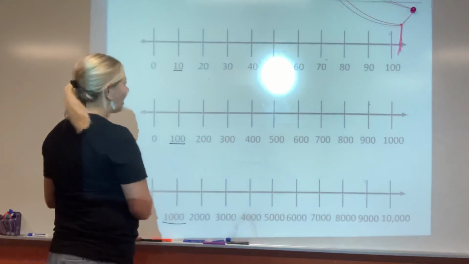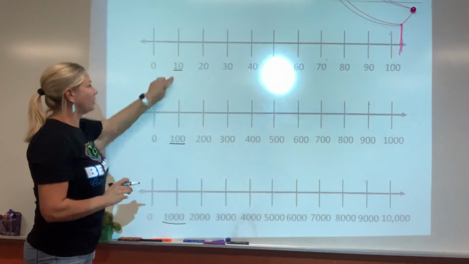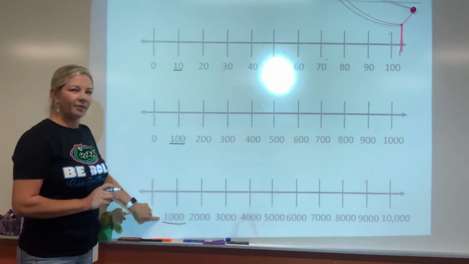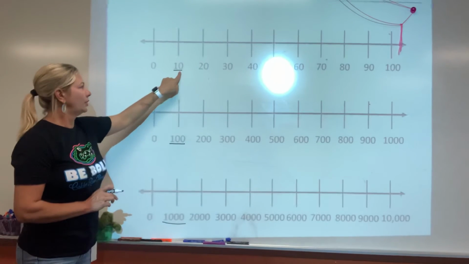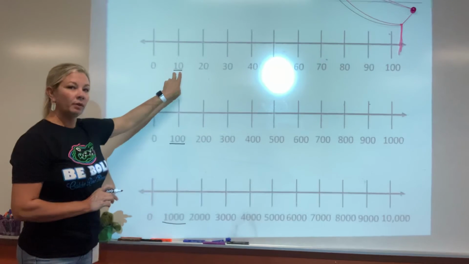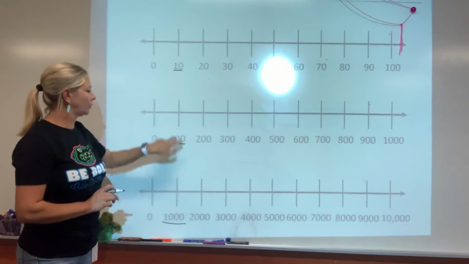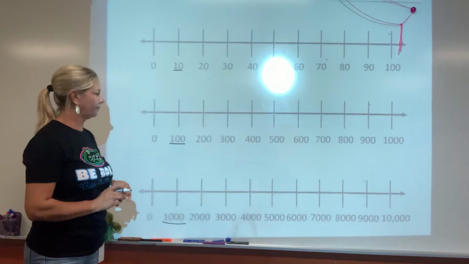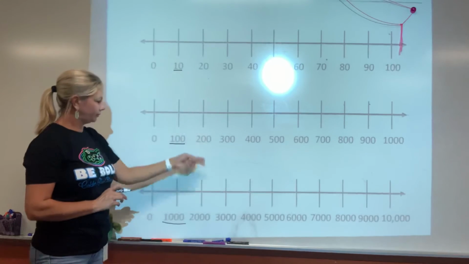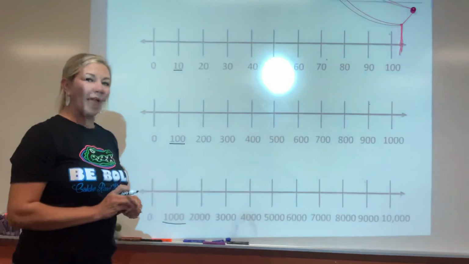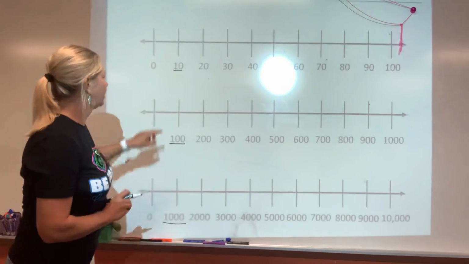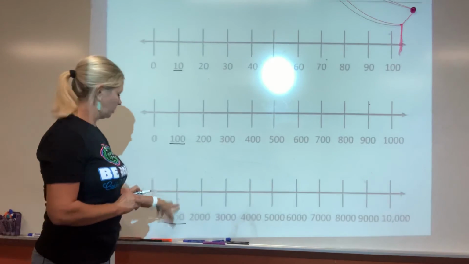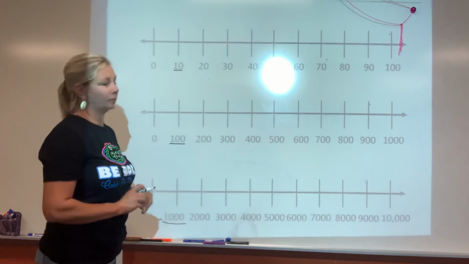All right, so if I look at these three number lines, I'm going to see this is a 10, 100, 1,000. What's the difference in the three? This has 2 places, 3 places, 4 places. We just added a 0 each time. Okay, we added a 0 each time. Think about that. So this has a 0, this one has 2 zeros, and this one has 3 zeros.